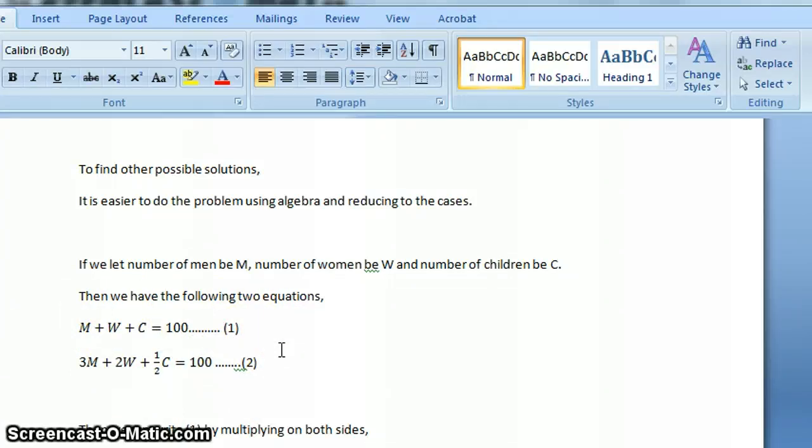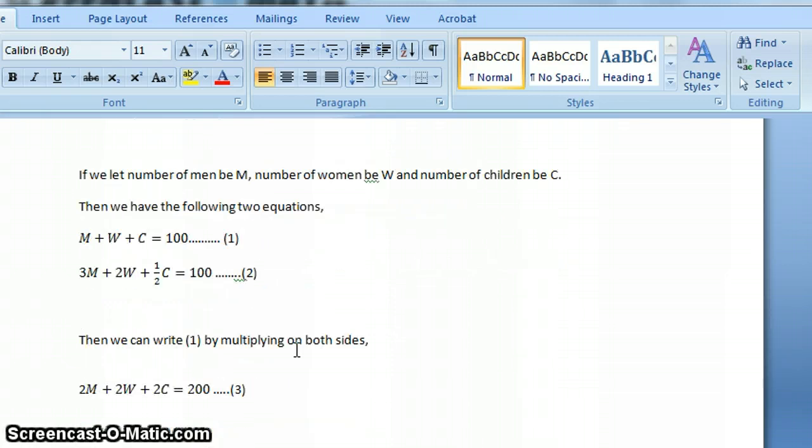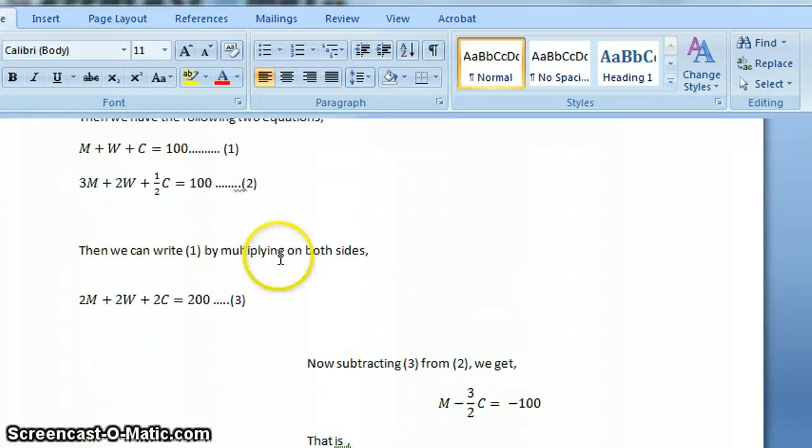In general we need 3 equations to solve a problem with 3 unknowns, but we need to do a little trick on this to be able to solve it. So let's see how we want to do it. We multiply equation 1 by 2, and that gives 2m plus 2w plus 2c equals 200. My idea is to cancel, get rid of 2w, so I want to subtract this from equation 2. I'm subtracting equation 1 from equation 2, sorry.